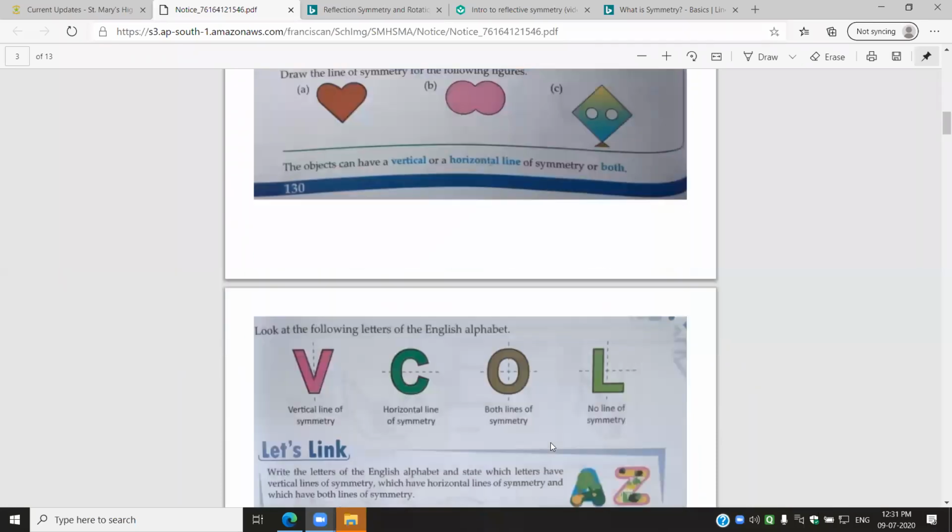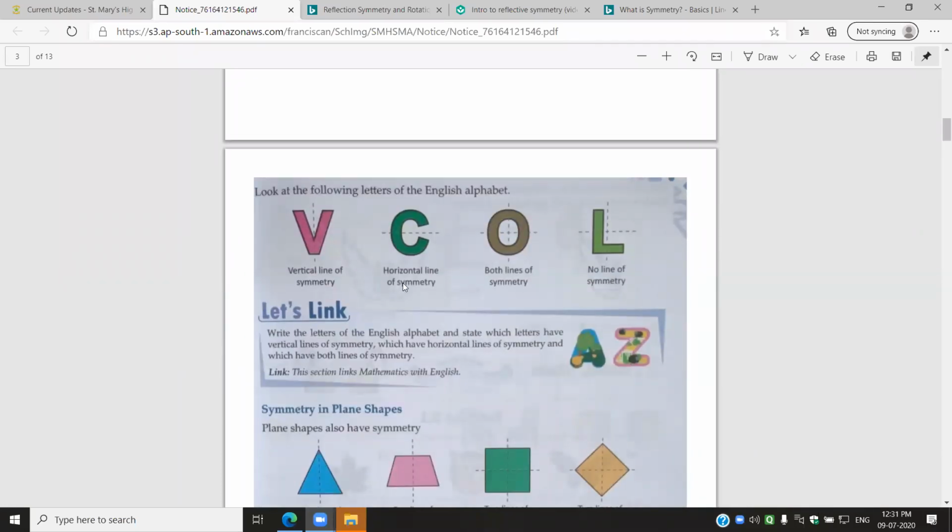Now here, look at the following letters of the English alphabet. This is letter V. You can draw one line of symmetry which is vertical. Now letter C, you can draw one line of symmetry which is horizontal. This is letter O. You can draw two lines, vertical and horizontal. Now letter L, you cannot draw any line and get identical pictures on both sides. So letter L has no line of symmetry.